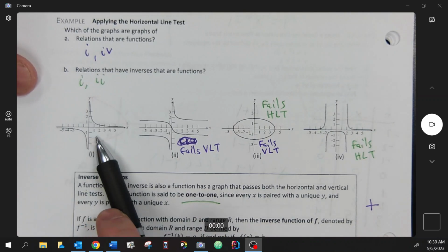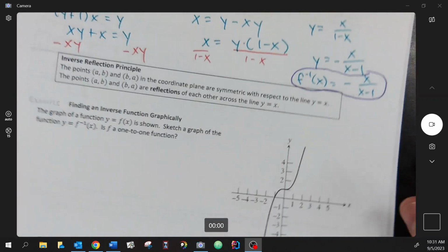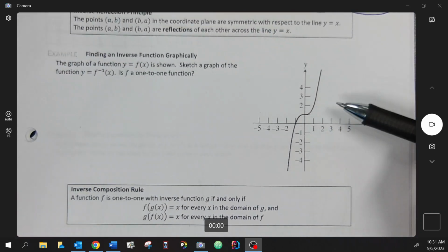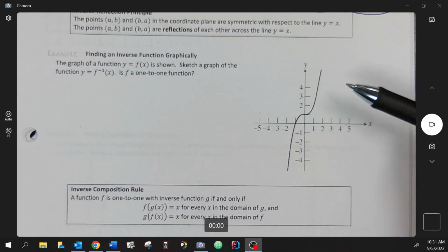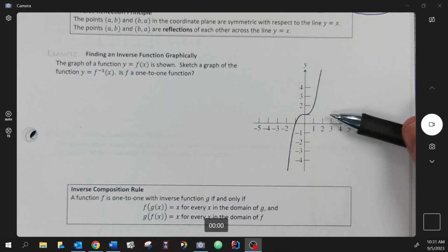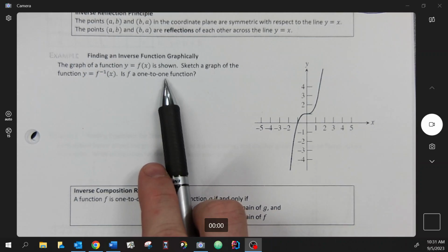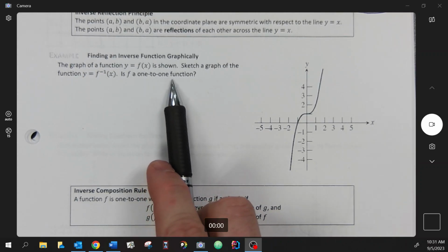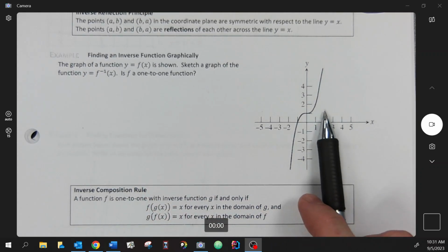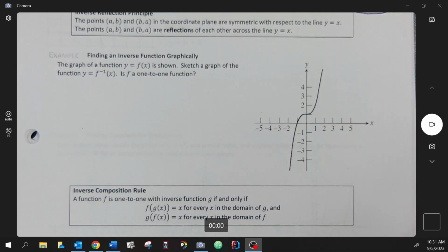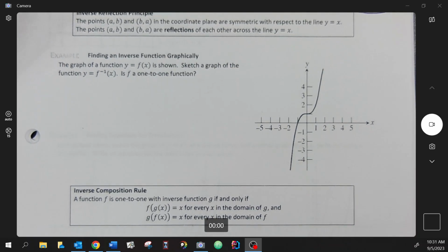See, this one passed the vertical line test and the horizontal line test, which made it 1-to-1. This graph is a function because it passes the vertical line test. This graph does pass the horizontal line test, meaning a horizontal line does not hit it more than once. That means its inverse is also a function, which means it is 1-to-1. So I don't even have to sketch the inverse to see if it's 1-to-1. I could just see it because this passes both tests. Let's go ahead and get that inverse sketched though.